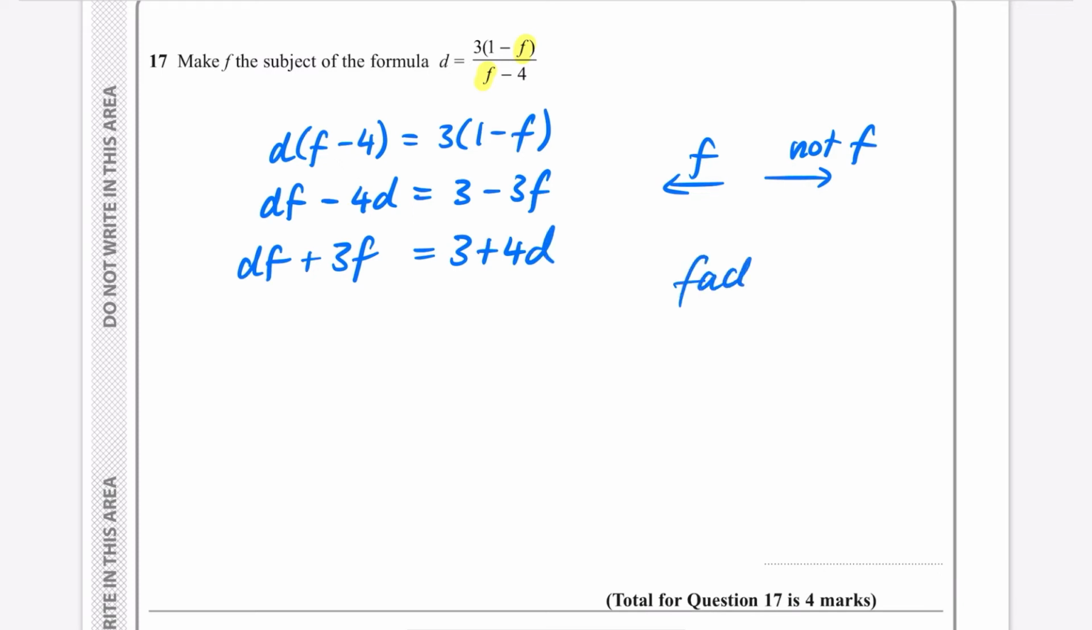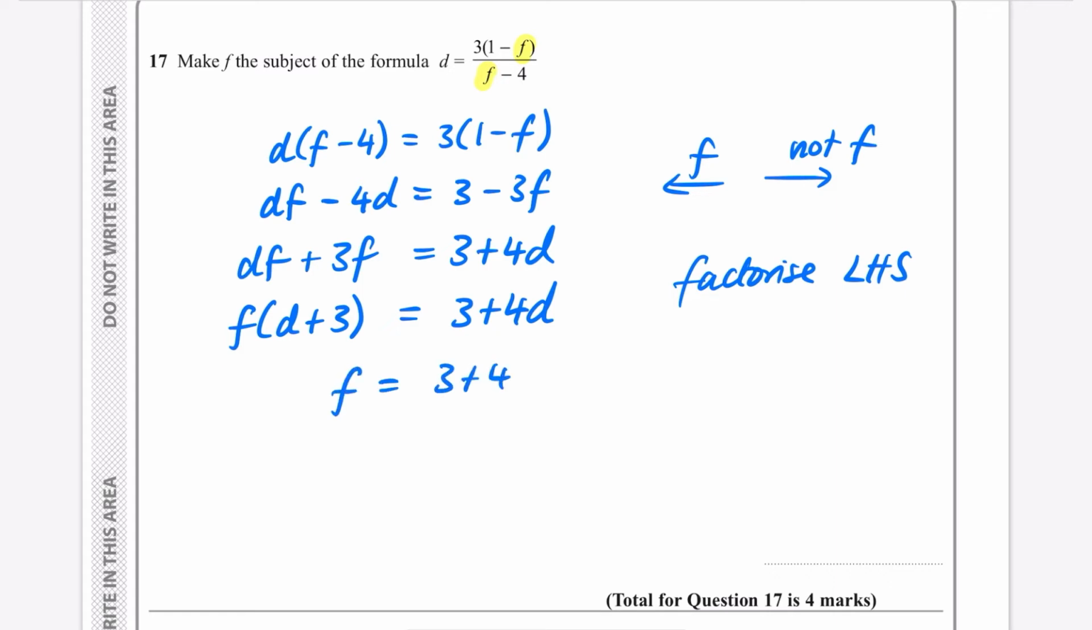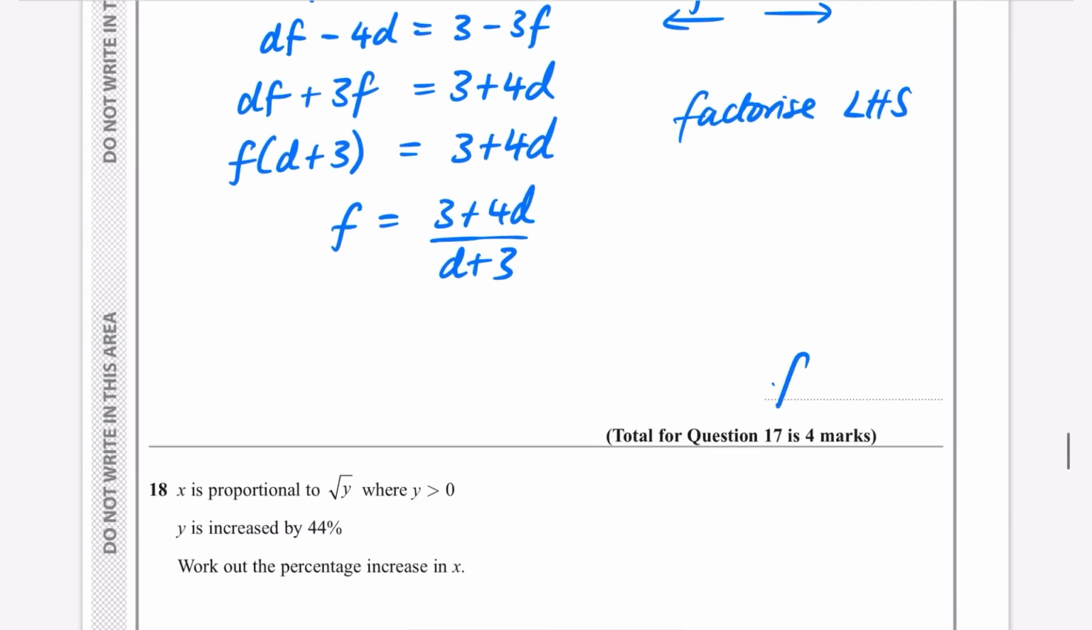Now I am going to factorize the left-hand side. I'll take f out, and I get d plus 3. I have 3 plus 4d still. Great. I've gone from having two f's to just having one f by itself, so I can therefore divide by the d plus 3, telling me that f as the subject is 3 plus 4d over d plus 3.